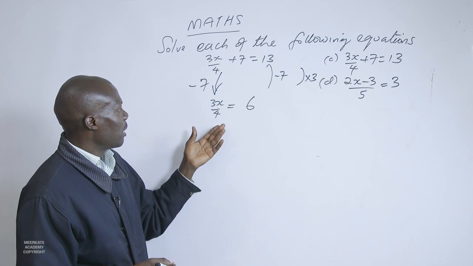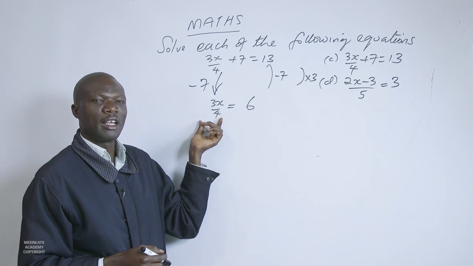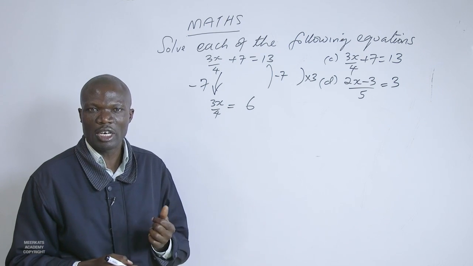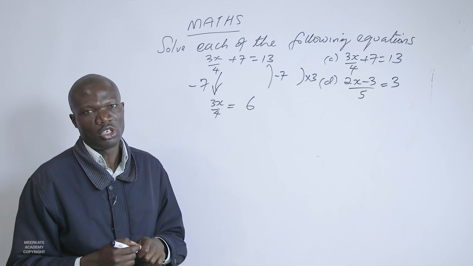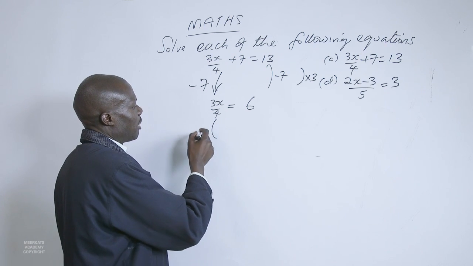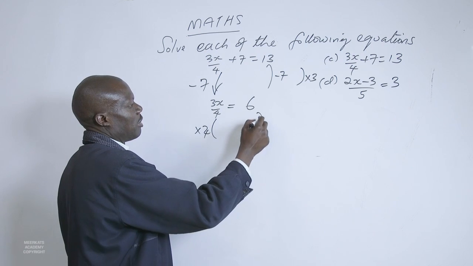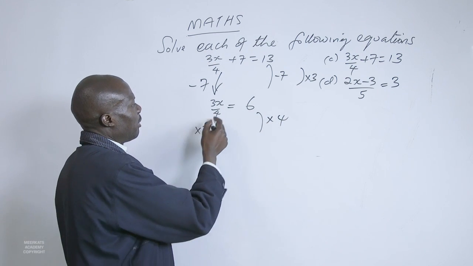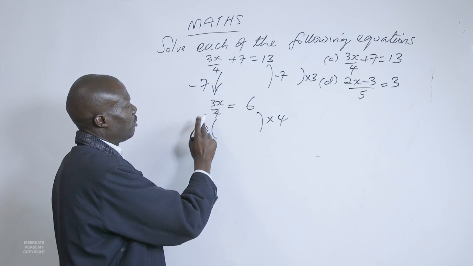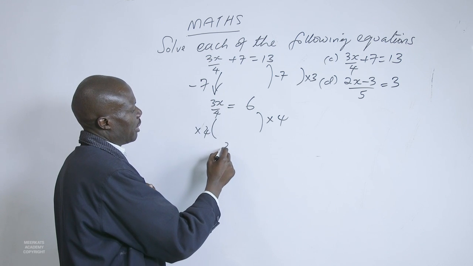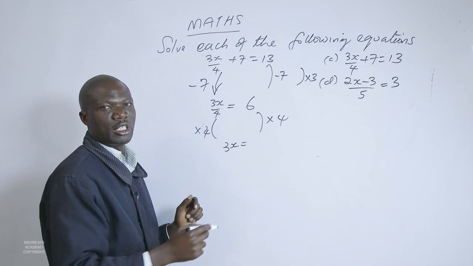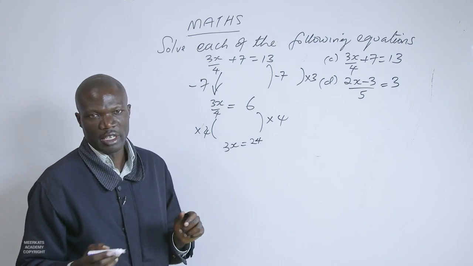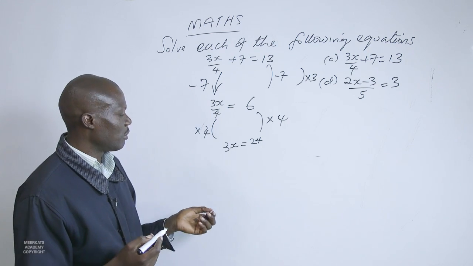Now the denominator can be removed because the whole of the left-hand side is a fraction. So we remove the denominator by multiplying by 4 on the left and multiplying by 4 on the right. The 4 is removed, and we remain with 3x equals 6 times 4, which gives us 24. So 3x equals 24.